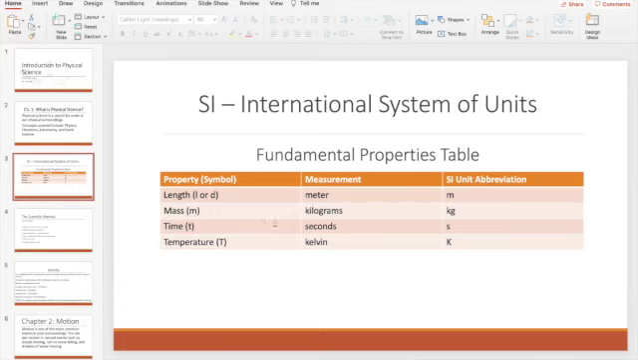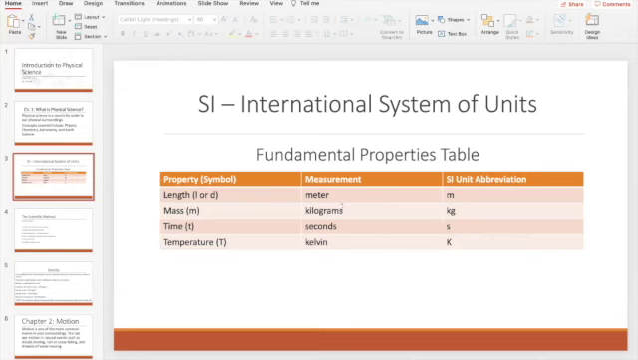Time is lowercase t, measured in seconds. So that would be the abbreviation lowercase s. And then temperature, represented by capital T, is in Kelvin. And the SI unit abbreviation for Kelvin is capital K.